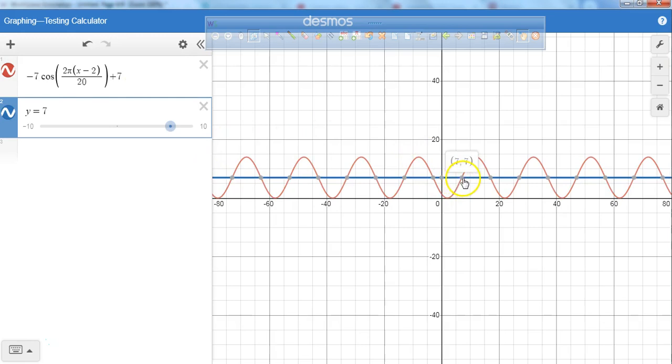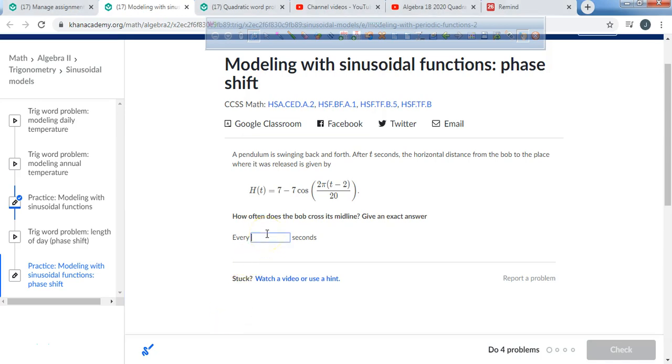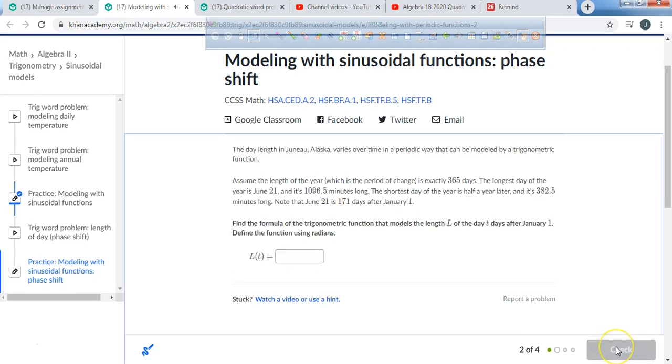You can see on this graph that right here it crosses at 7,7 and it crosses at 17,7. Well, what's the gap between a 7 and a 17? The gap is 10. So it lets us know that between each midline it's going up 10 seconds. So that's another way of interpreting it. All right, so we go back over here, type in 10. And voila. So that's question number 1.